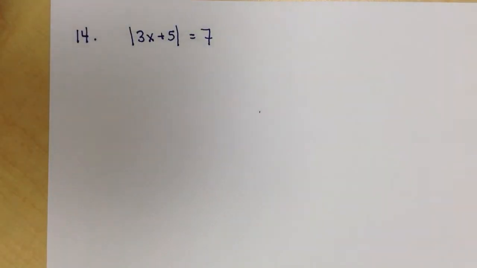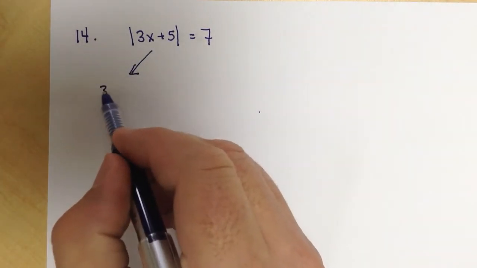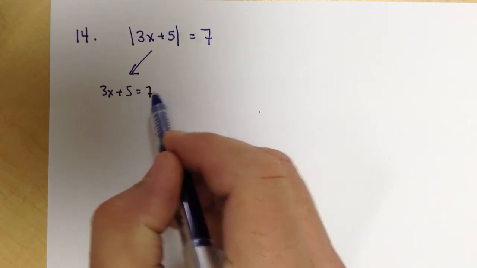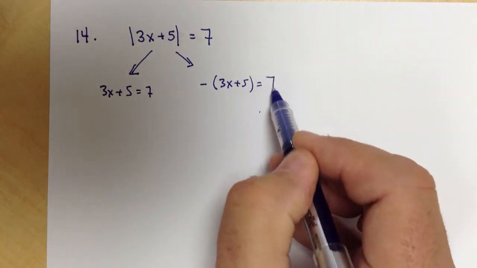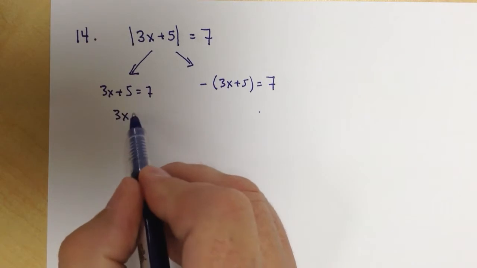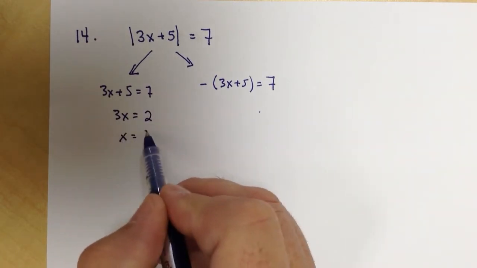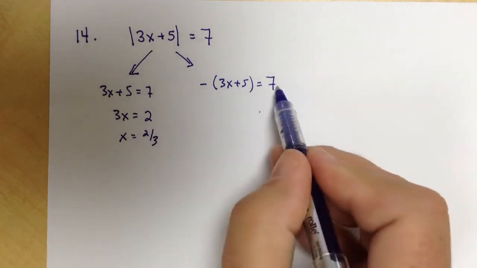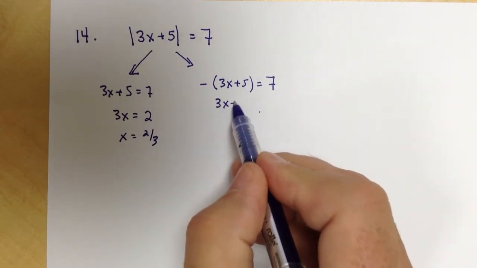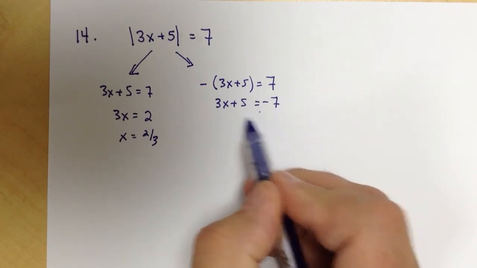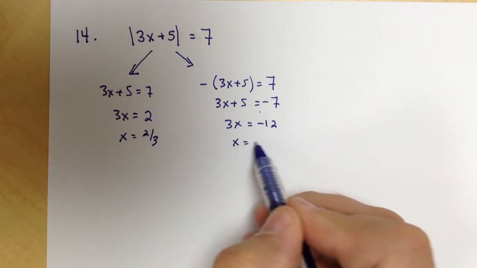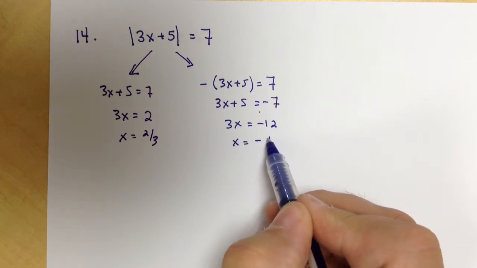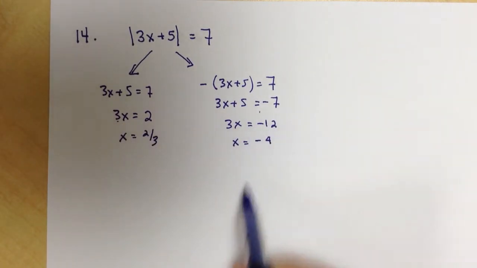Question number 14. Absolute value of 3x plus 5 equals 7. Positive response. And then don't forget the negative response. I'm going to subtract 5 and divide by 2. I'm going to multiply by a negative. I'm going to subtract 5 and I'm going to divide by 3. Divide by 3, divide by 3, there you go.